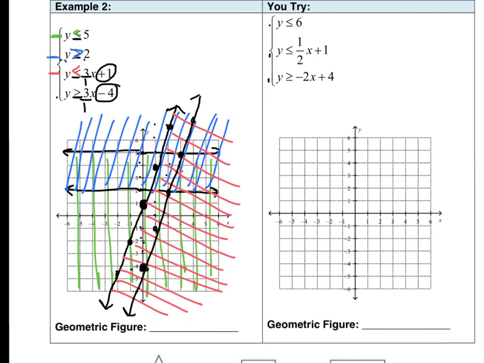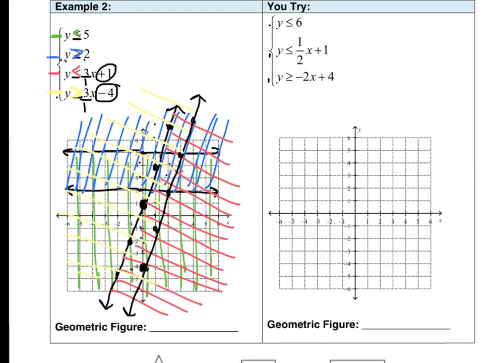And this is the last shading we have to do. I'm going to use yellow for this. So we need to shade this one above because it's greater. So the line I just drew, I'm going to shade everything above that. So like this. Everything above that line I just drew.